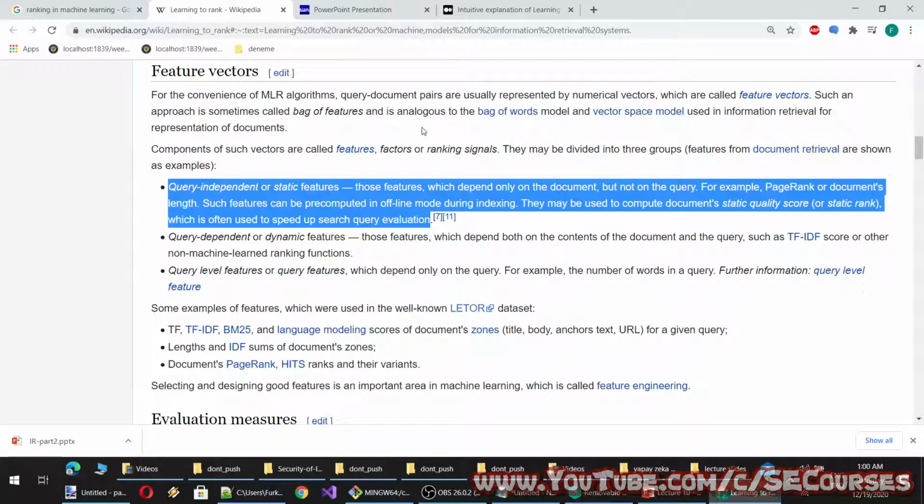Query-independent or static features, those features which depend only on the document, but not on the query. For example, page rank or document's length. Such features can be pre-computed in offline mode during indexing. They may be used to compute documents' static quality score or static rank, which is often used to speed up search query evaluation.